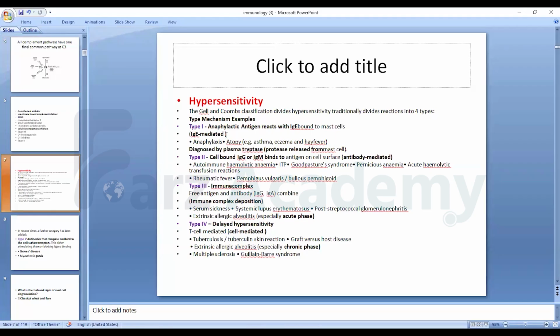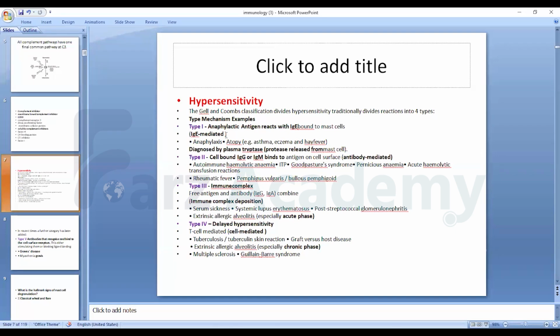The Gell and Coombs classification divides hypersensitivity traditionally into 4 types. Type 1 is anaphylactic: antigen reacts with IgE bound to the mast cell. It is IgE mediated. Anaphylaxis, atopy, asthma, eczema, and hay fever are the examples. It is diagnosed by plasma tryptase, a protease which is released from the mast cell.